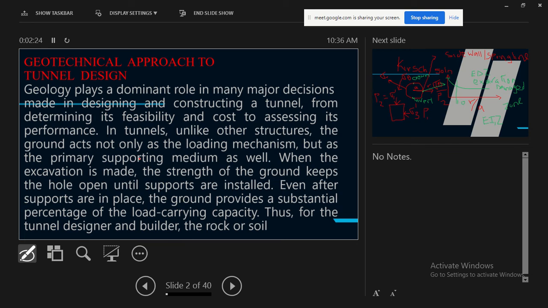So the ground acts not only as the loading mechanism but also as the primary supporting medium. When the excavation is made, the strength of the ground keeps the hole open until supports are installed. Even after the supports are in place, the ground provides a substantial percentage of the load carrying capacity. For the tunnel designer and builder, that's the rock or soil. So, in a nutshell, in tunneling, the rock or the material in which tunneling is done carries most of the loads.